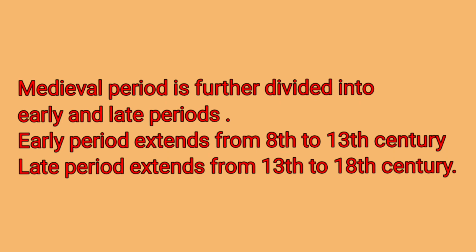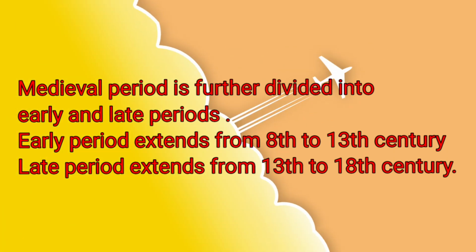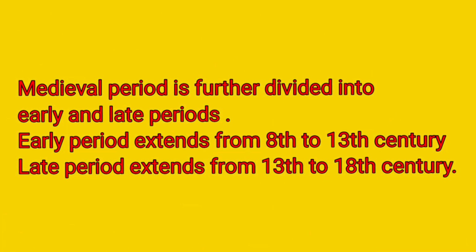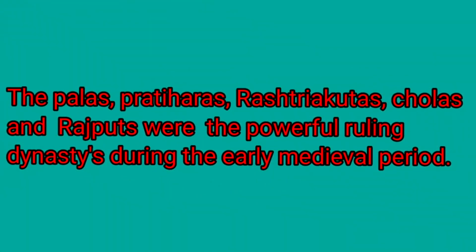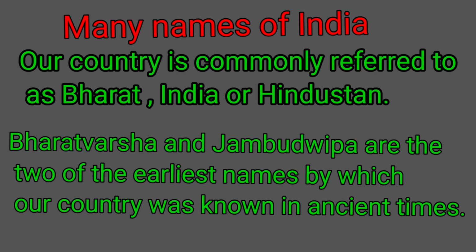Medieval period is further divided into early and late periods. Early period extends from 8th to 13th century. Late period extends from 13th to 18th century. The Palas, Pratiharas, Rashtrakutas, Cholas, and Rajputs were the powerful ruling dynasties during the early medieval period. The late medieval period covered the rule of the Turks, the Afghans, and the Mughals.